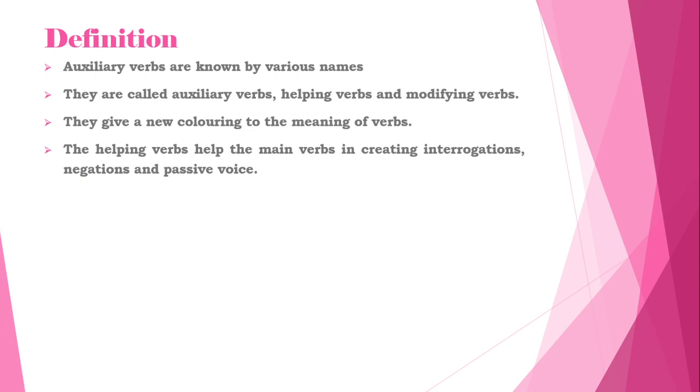The helping verbs help the main verbs in creating interrogations, negations and passive voice. So these helping verbs will join together with main verbs to create questions. For example, can you come tomorrow? There, can, the auxiliary verb, combines with the main verb come to form a question, right? Can you come tomorrow? Then, no, I can't. There, can't is used as a negation, right?